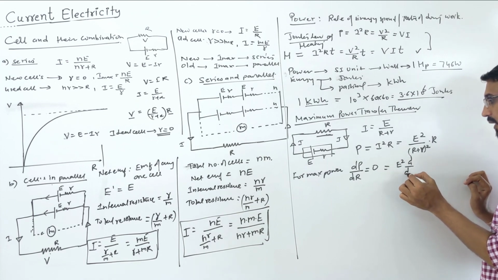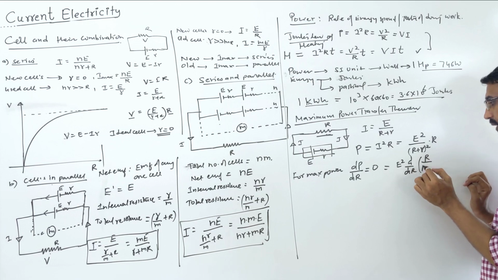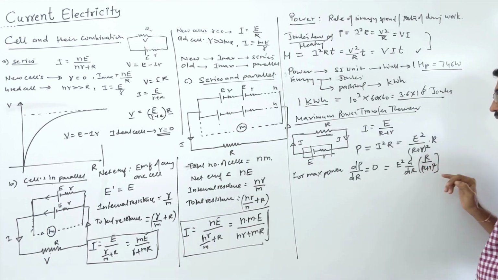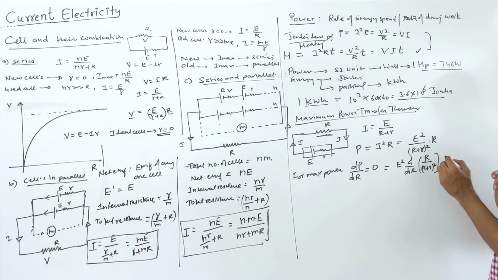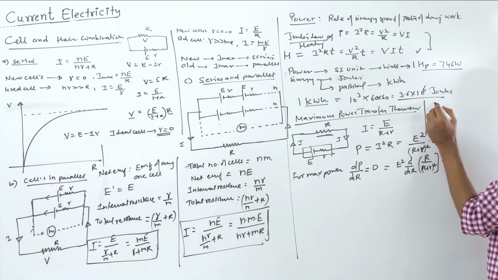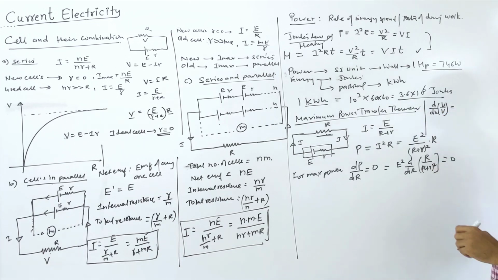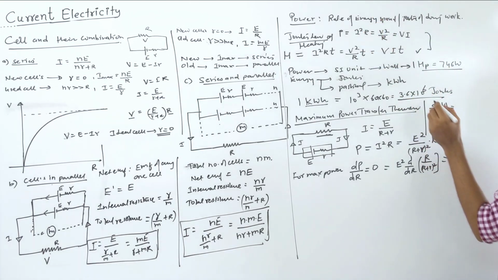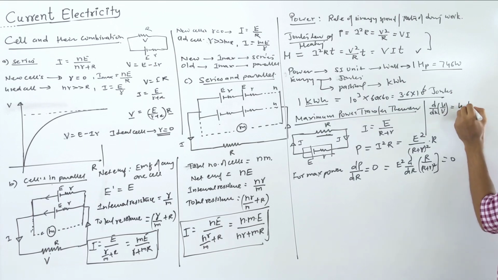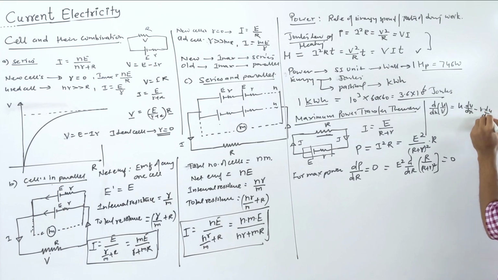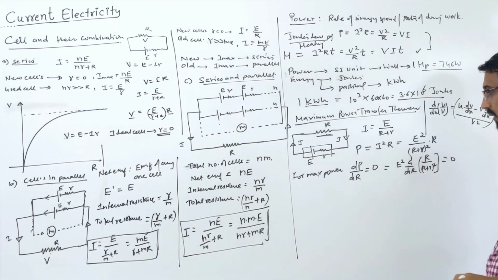Now you have d by dR of R upon (R plus r) square. This is differentiation of u by v, so hope you remember this formula. If d by dx of u by v is coming, the formula is: u into dv by dx minus v into du by dx, divided by v square. That is the formula I am writing here, watch carefully.